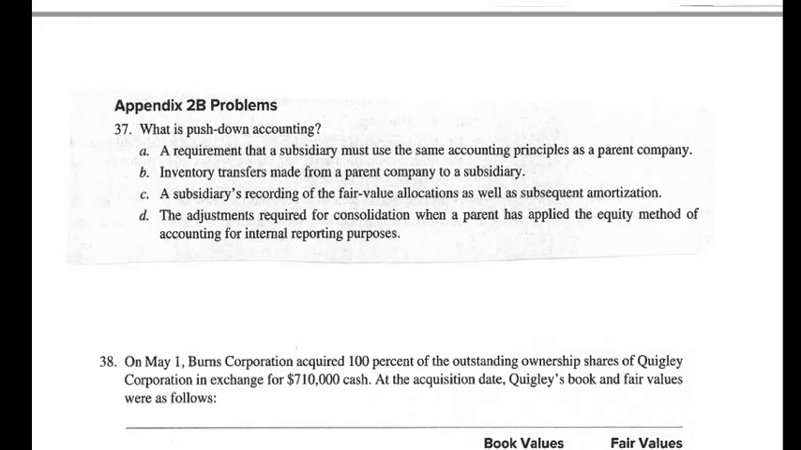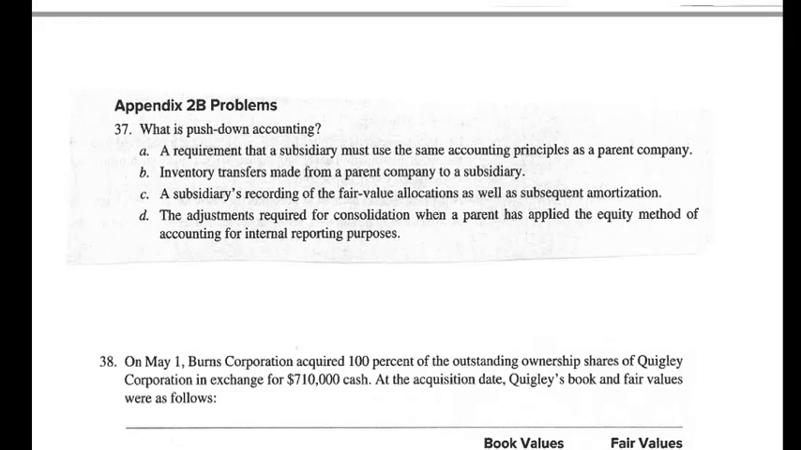The answer is C. A says a requirement that a subsidiary must use the same accounting principles as a parent company. That's incorrect. If you rewatch the first 3 minutes of this video, you'll find I never once mentioned accounting principles. Letter B says inventory transfers made from a parent to a subsidiary. Nope, has nothing to do with inventory specifically. Again, never mentioned the word inventory in the first 3 minutes of this video.